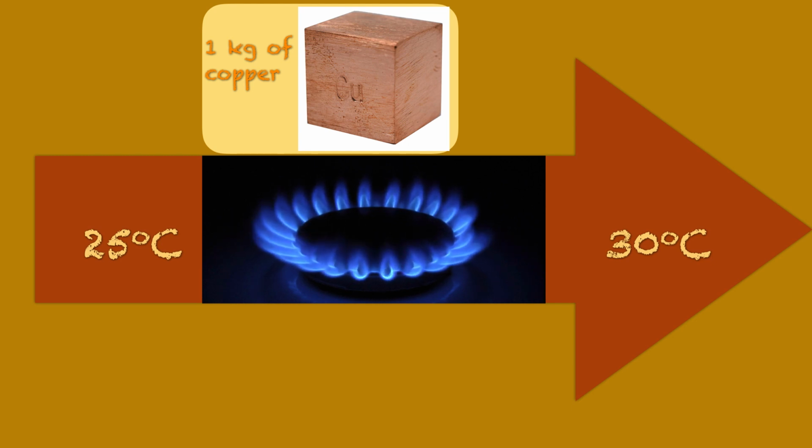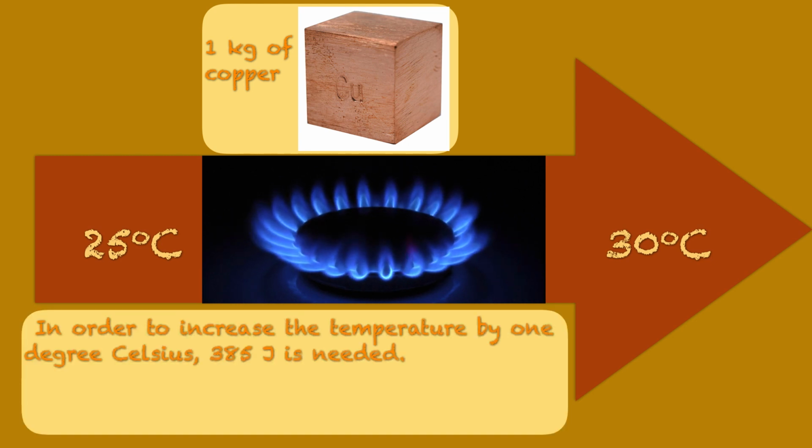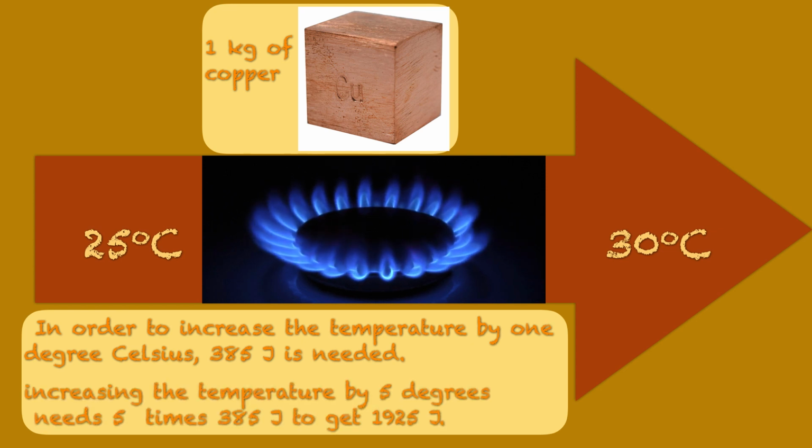Mr. Oven said, in order to increase your temperature 1 degree Celsius, you must get 385 joules. The block of copper made its calculation. From 25 to 30 degrees Celsius, the copper block has to gain 5 extra degrees. In order to increase the temperature 1 degree, 385 joules is needed. So, increasing the temperature 5 degrees needs 5 times 385, and then 1925 joules are needed.